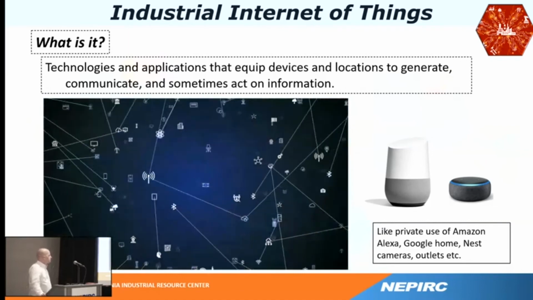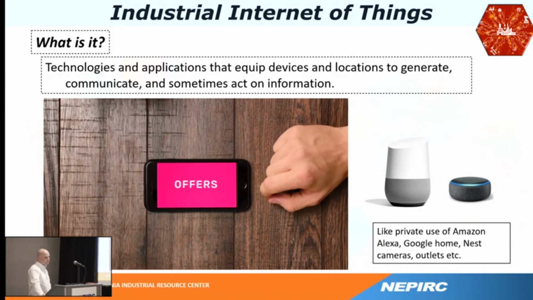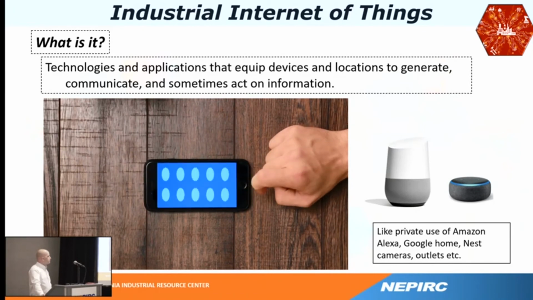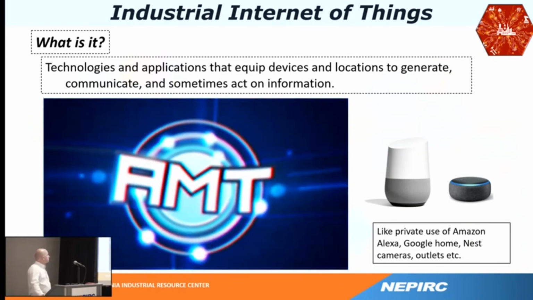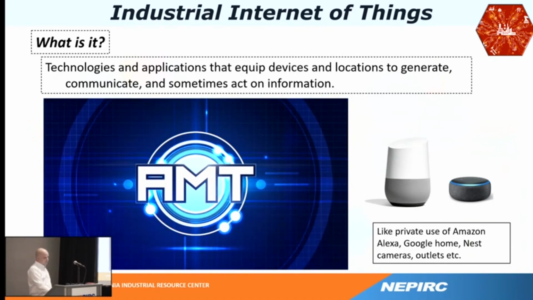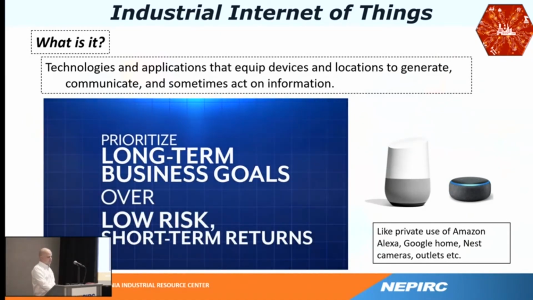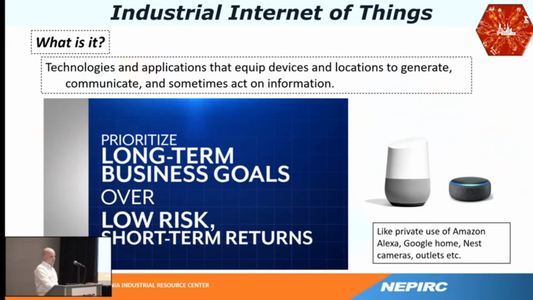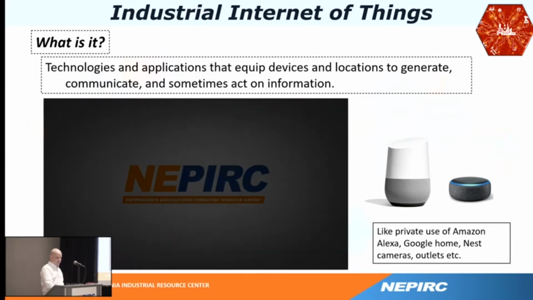The IIoT also facilitates communication with customers to promotions, offers, and new product rollouts, and guides them via mobile device wayfinding. Our technological landscape is changing. Advanced Manufacturing Technology, AMT, is an industrial evolution that will help companies prioritize long-term business goals over low-risk short-term returns and succeed in today's smart manufacturing environment. Reach out to Northeastern Pennsylvania Industrial Resource Center for expert knowledge of advanced manufacturing technologies and assistance with technology implementation.